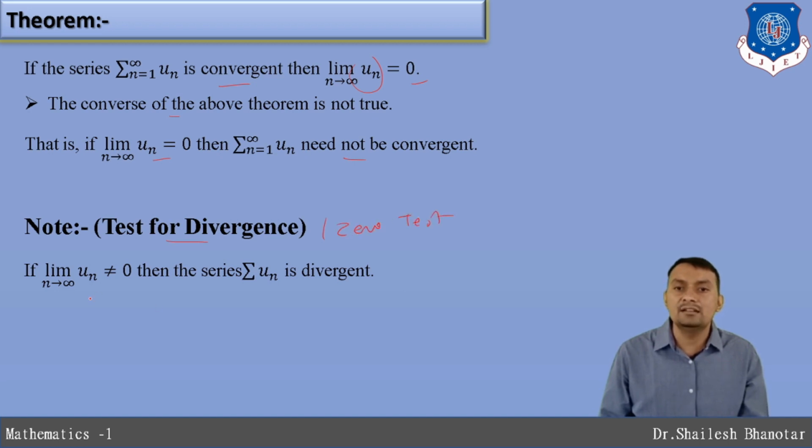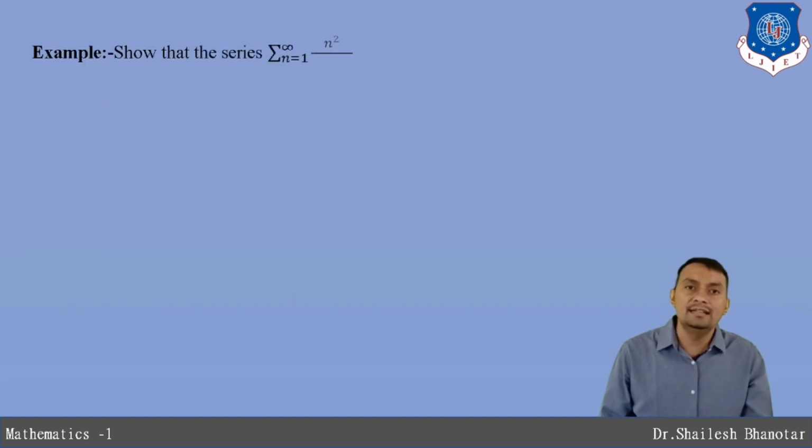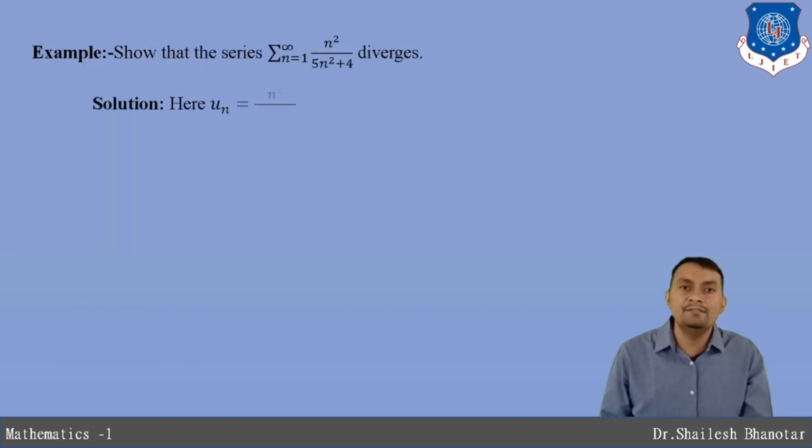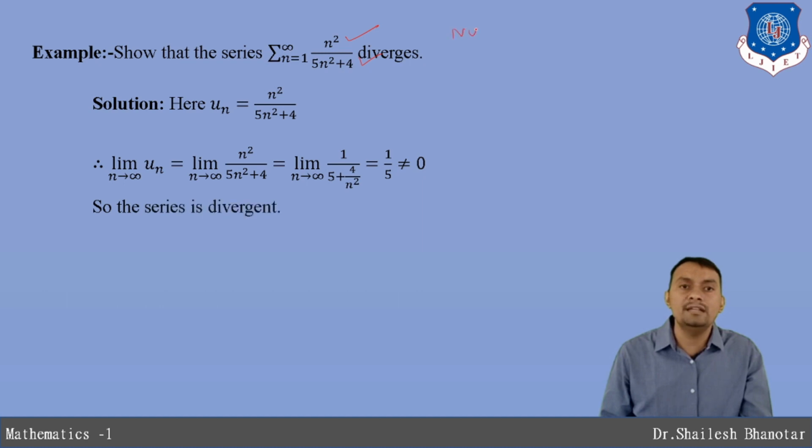If the series Σun is given, and I take the limit of the nth term and I get a non-zero answer, then the series will be divergent. Let us understand this with a question. We apply this test whenever you see that the numerator and the denominator contain the same power, so in that case we will use the zero test.